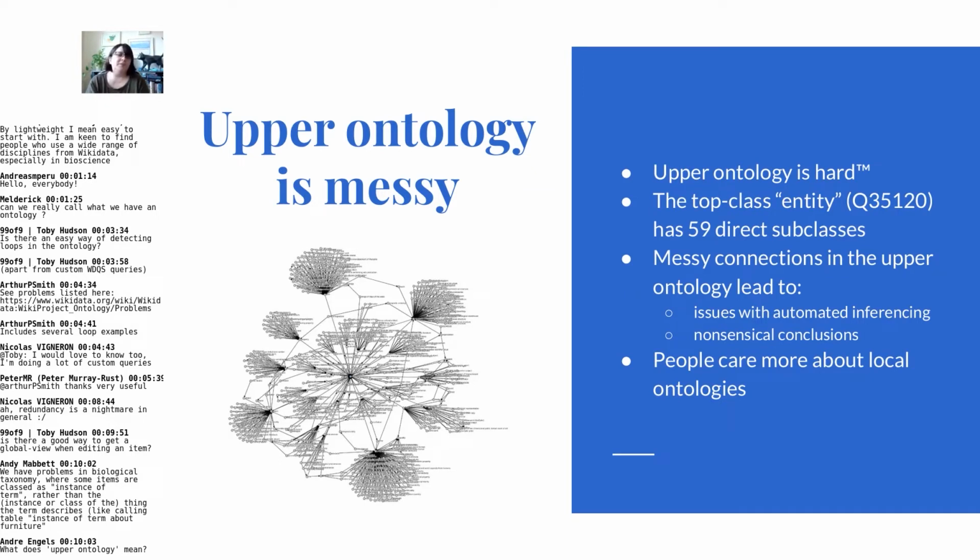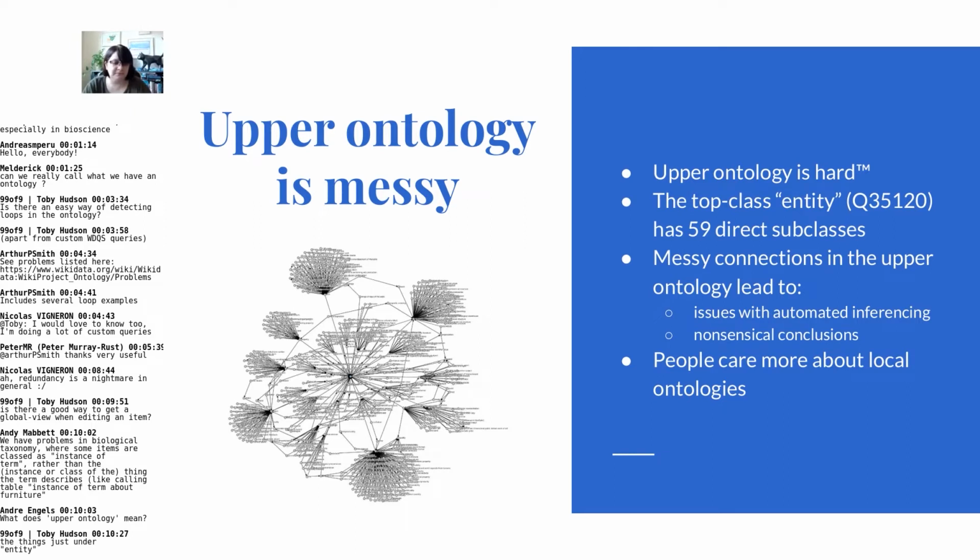Yeah, so upper ontology is basically the top. If our classes were building up a class tree, then it's basically what would be at the top. So things like entity and how everything in the end is an entity and things like that.